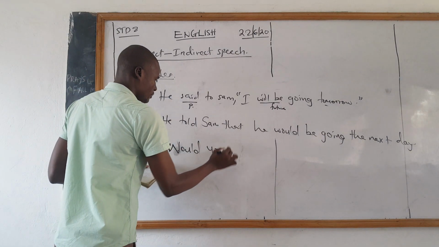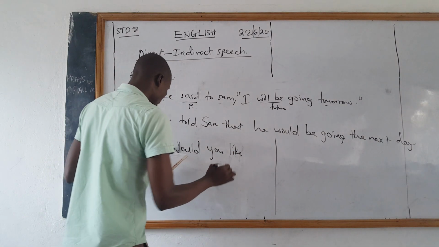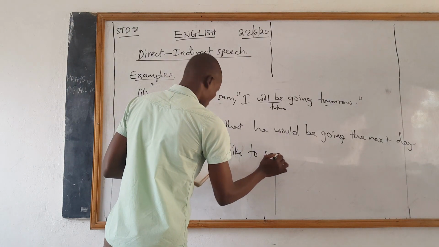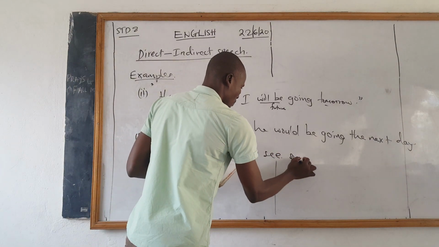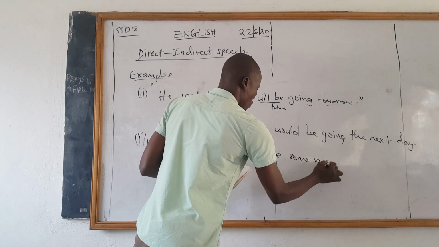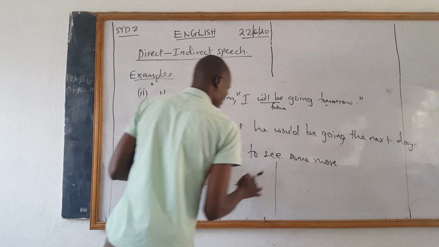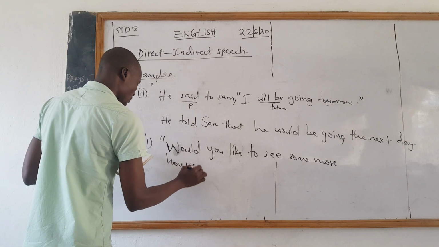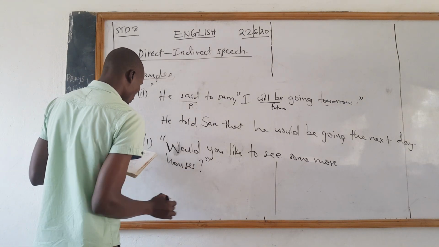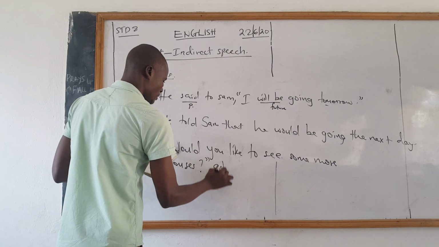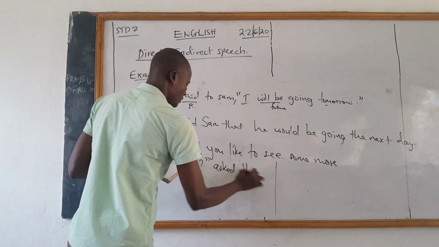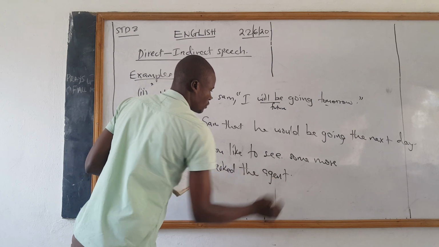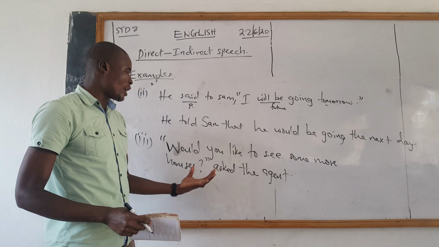"Would you like to see some more houses?" It's a question. Close. Asked the agent. So this is an agent talking to somebody who is looking for a house.